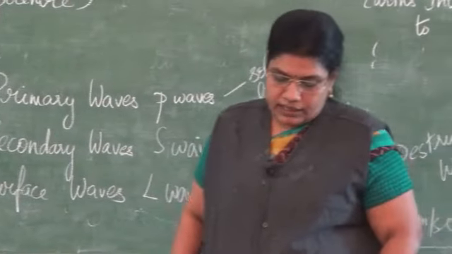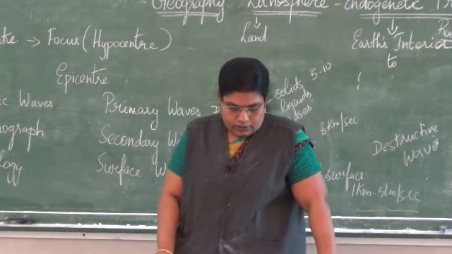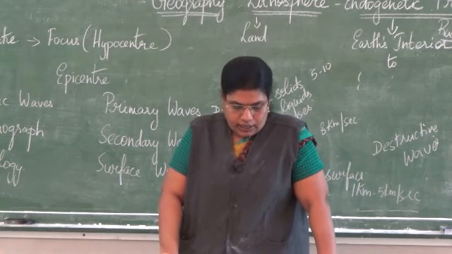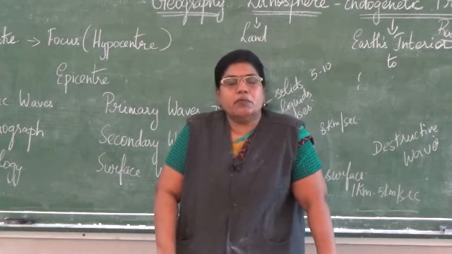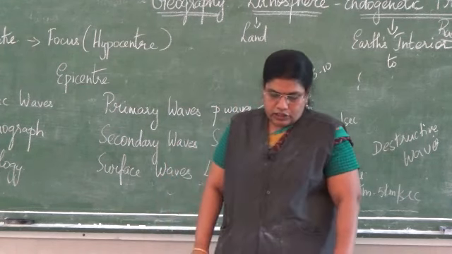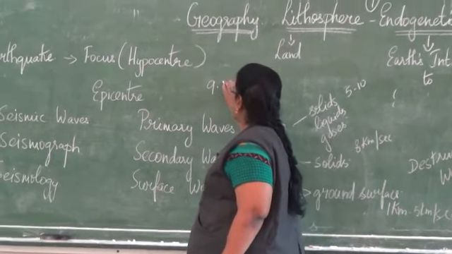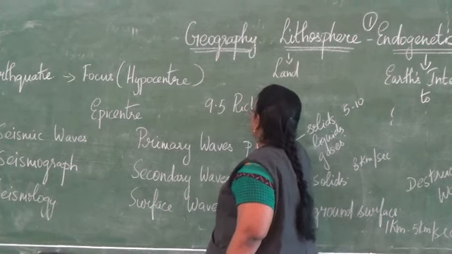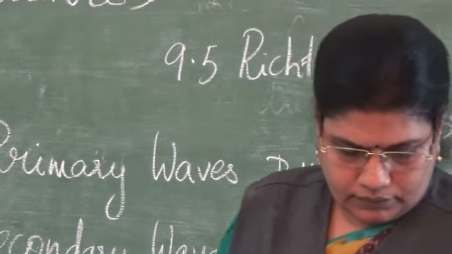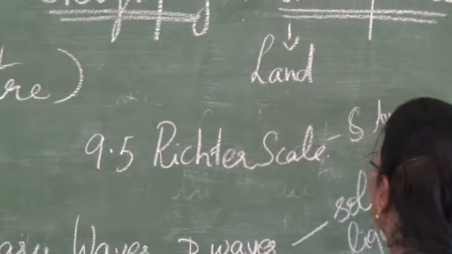C.F. Richter devised a scale to measure the magnitude of the earthquakes. It is an open-ended scale, and this Richter scale is used to estimate the severity of an earthquake. The highest magnitude ever recorded is 9.5 on Richter scale. That is in South America.